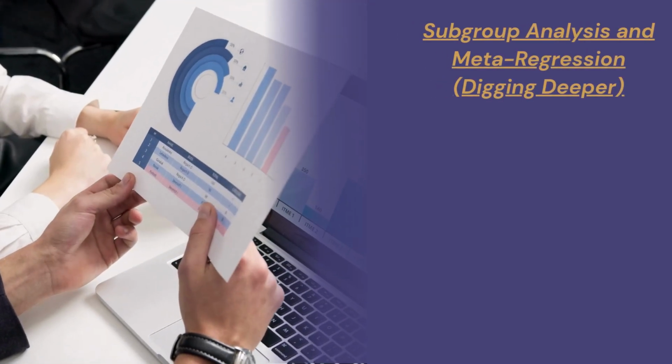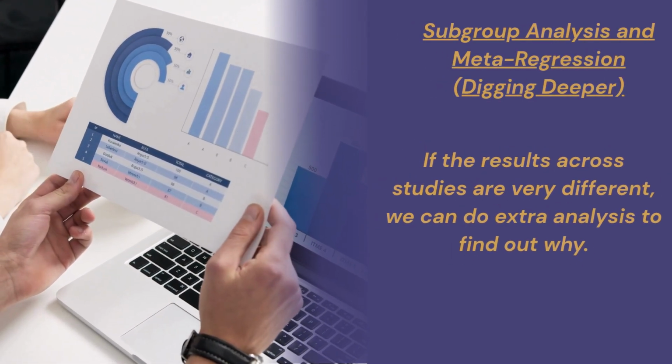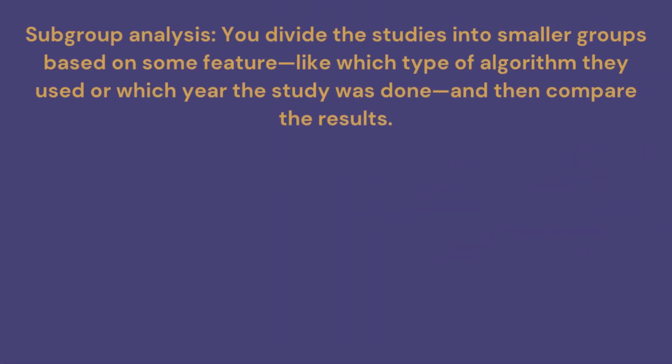Subgroup analysis and meta-regression, digging deeper. If the results across studies are very different, we can do extra analysis to find out why. Subgroup analysis. You divide the studies into smaller groups based on some feature, like which type of algorithm they used or which year the study was done, and then compare the results.